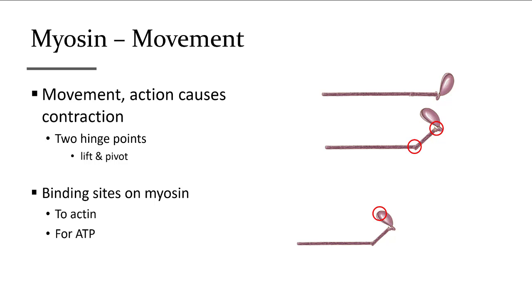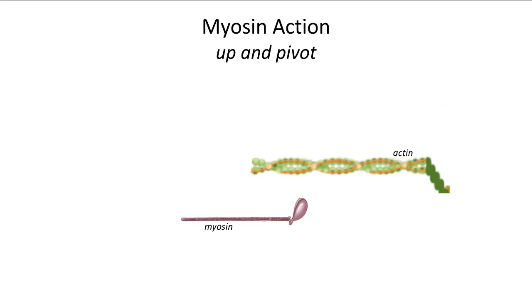Each of the myosin molecules can lift, bind up to an active site on actin, and pivot and pull. So myosin has a binding site to attach to actin, but it also has a binding site for ATP. ATP needs to be there to reset myosin after it has lifted and pulled on actin. The myosin can lift upward. And as you recall, in a sarcomere, actin is just next to myosin.